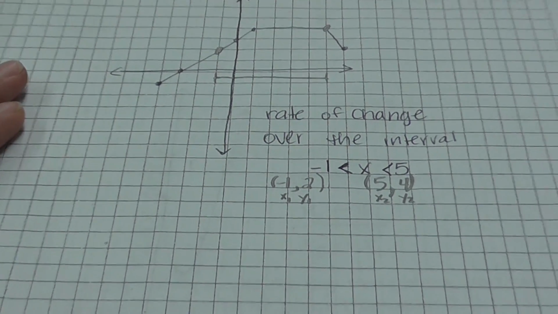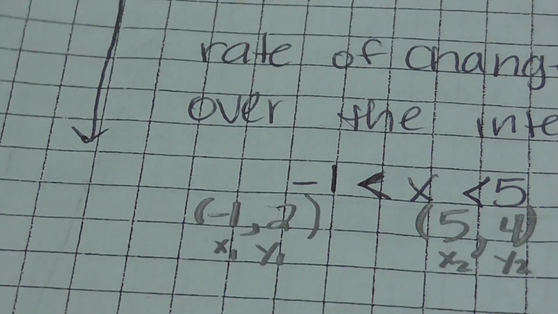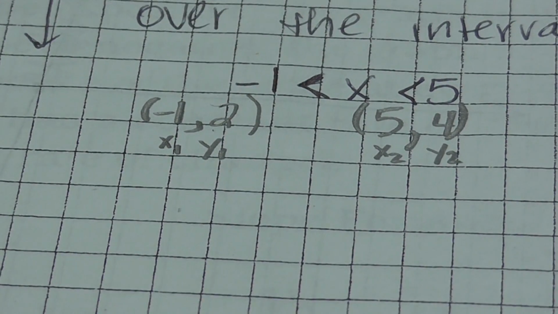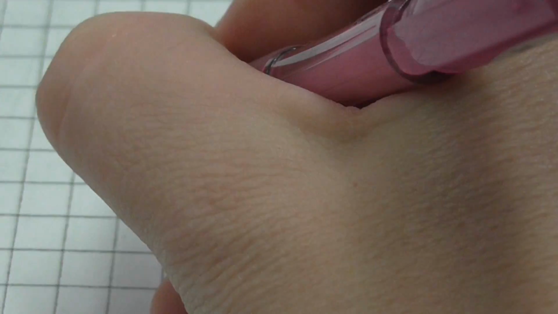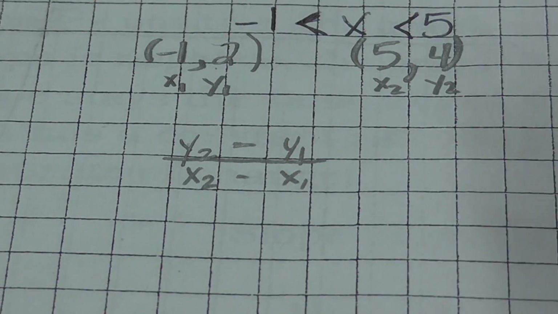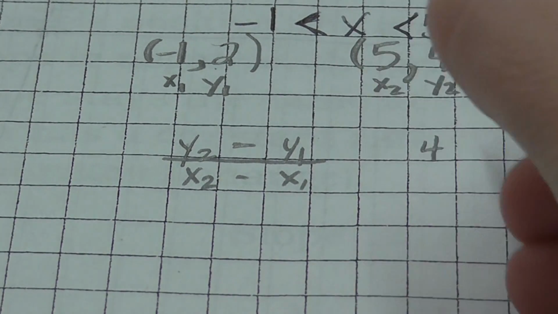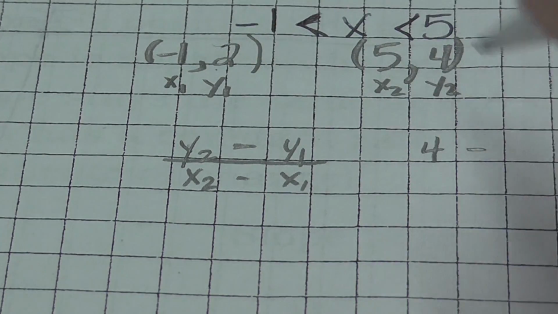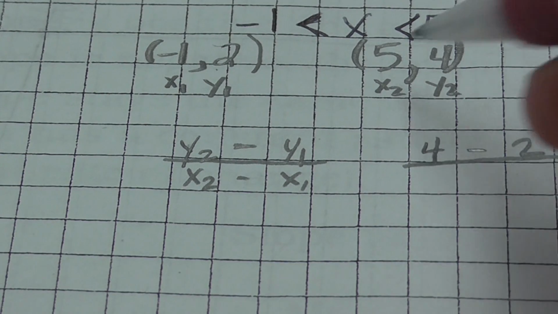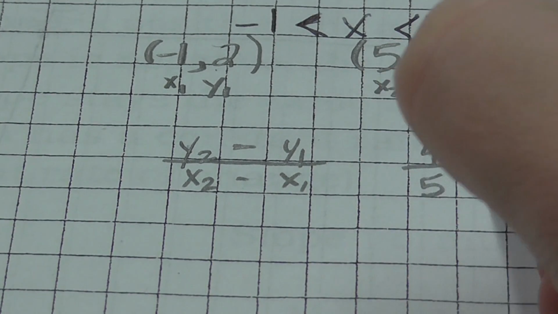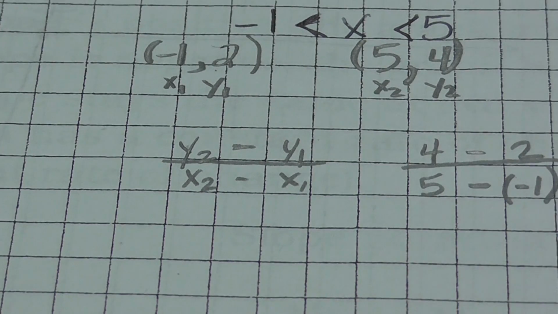So we'll zoom in and focus on just the math portion of this now. So I've got my x sub 1 and my y sub 1 identified. So now I'm going to go to my formula, and I'm going to say that y sub 2, let's just write out my formula, minus y sub 1 divided by x sub 2 minus x sub 1. So y sub 2 is 4 minus 2 divided by, and now x sub 2 is 5, minus negative 1.